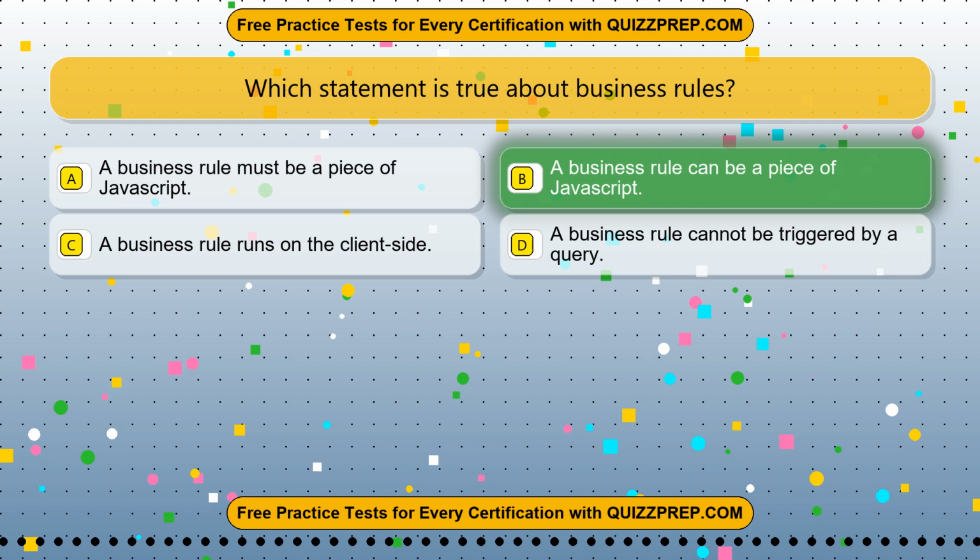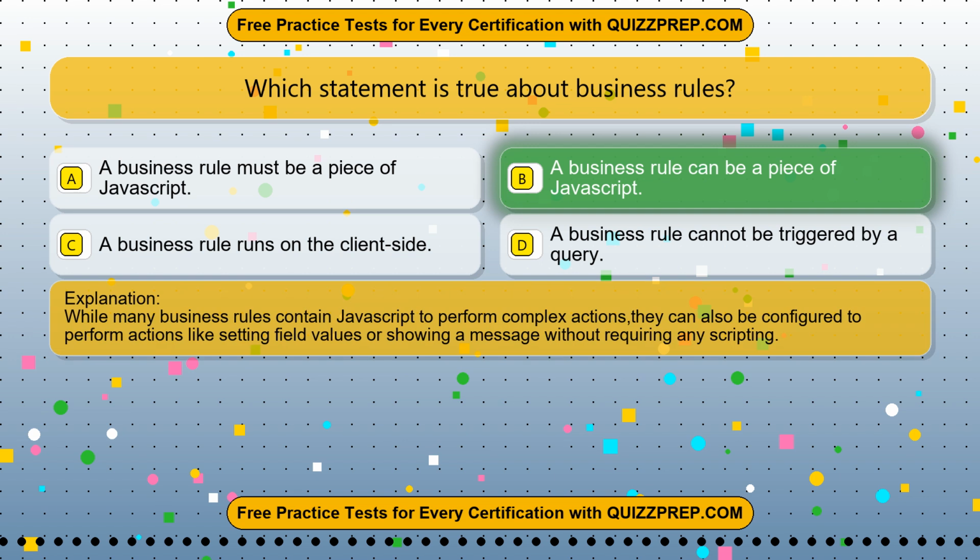The correct answer is option B. A business rule can be a piece of JavaScript. While many business rules contain JavaScript to perform complex actions, they can also be configured to perform actions like setting field values or showing a message without requiring any scripting.